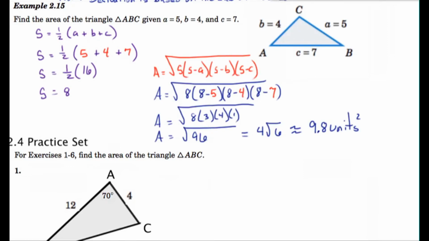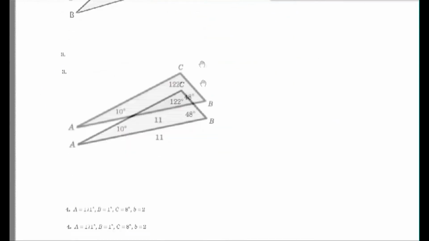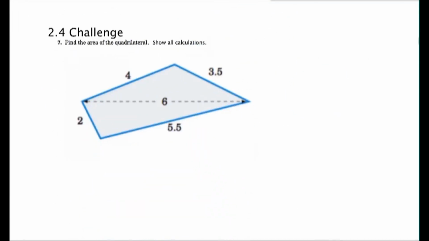So that's it. We can find the area of a triangle with side, angle, side, with angle, angle, angle, and one side, or all three sides.